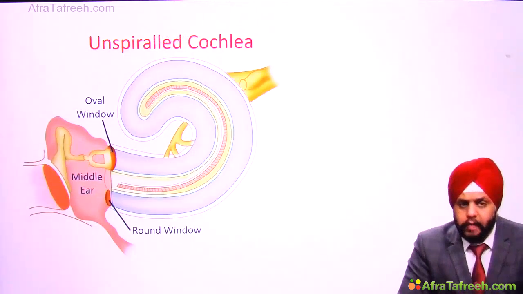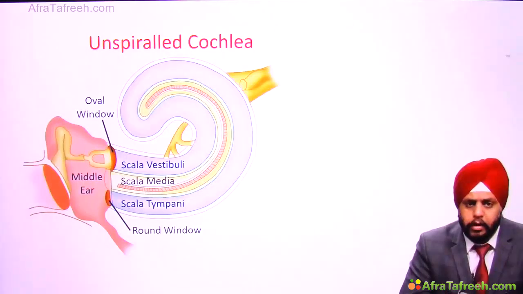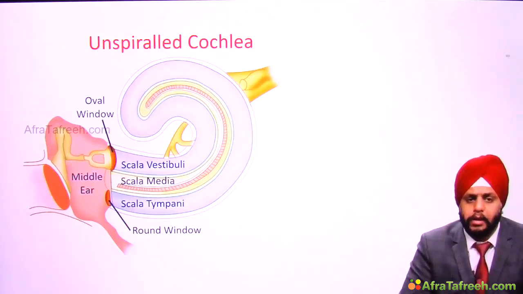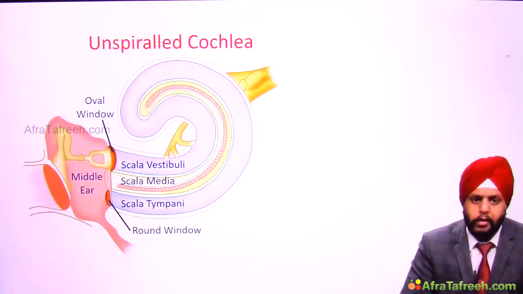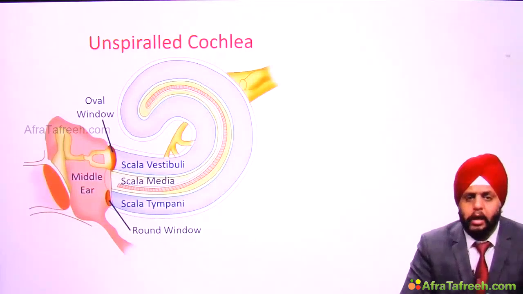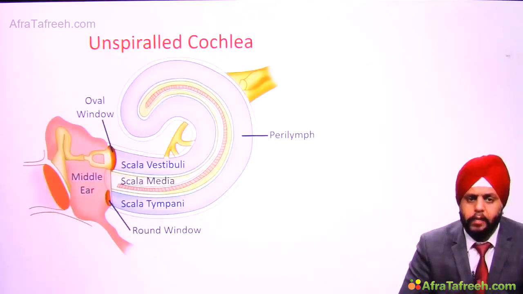Okay, now let's look inside the cochlea. You can see that there are 3 parts of this cochlea: scala vestibuli, scala media, scala tympani, divided by 2 membranes, Reissner's membrane and basilar membrane. Right? Now you see the scala vestibuli and the scala tympani, they both consist of a fluid. Which fluid? Perilymph. Alright, and the scala media consists of a fluid that is known as endolymph.